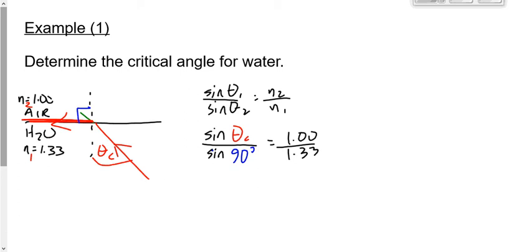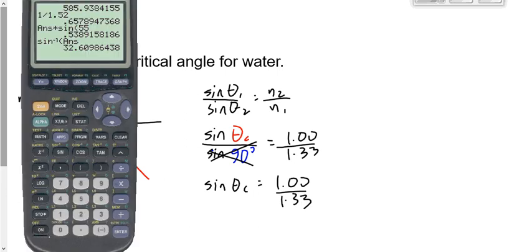What's sine 90? 1. So you can just cross that off if you want, because it's always going to be 1 on the bottom there in a critical angle problem. We get sine theta c is equal to 1.00 over 1.33. Let's do that on our calculator. Let's say the inverse sine of 1 divided by 1.33 gives me a value of 48.8 degrees.